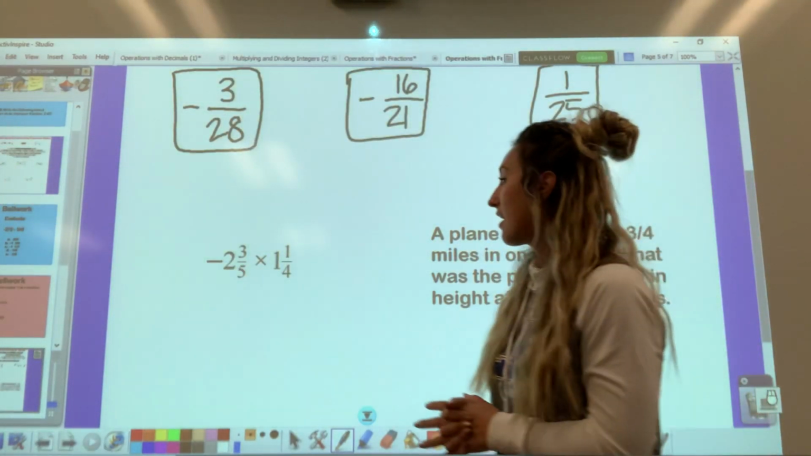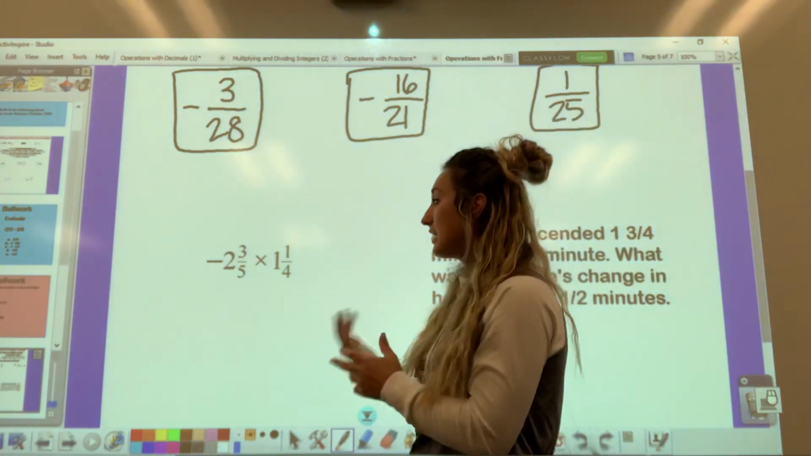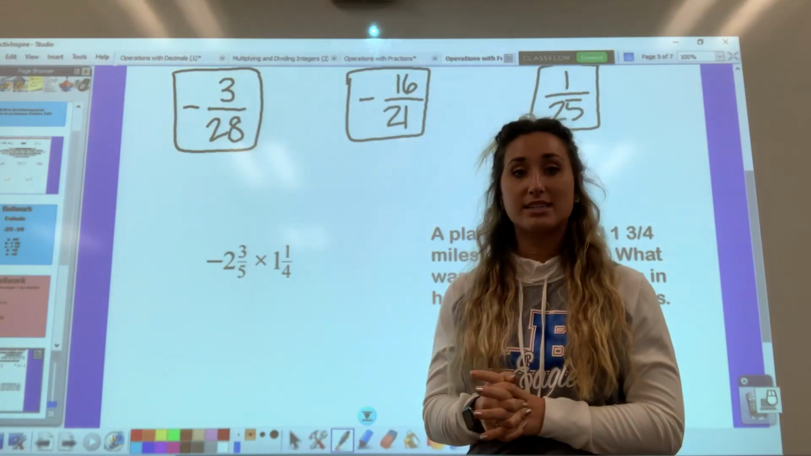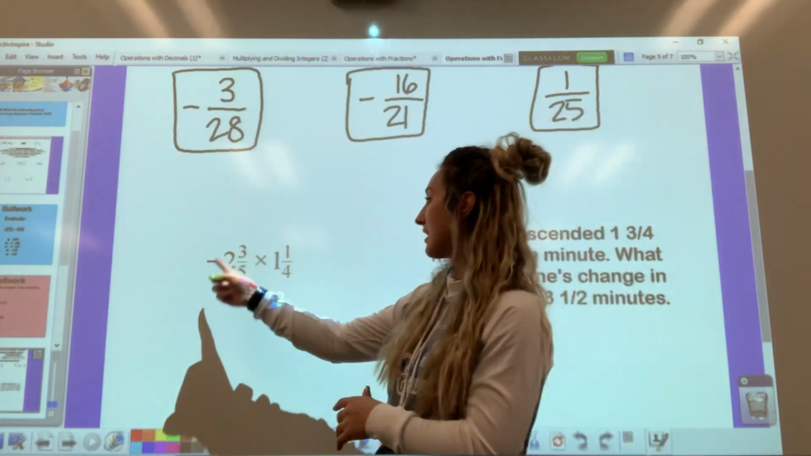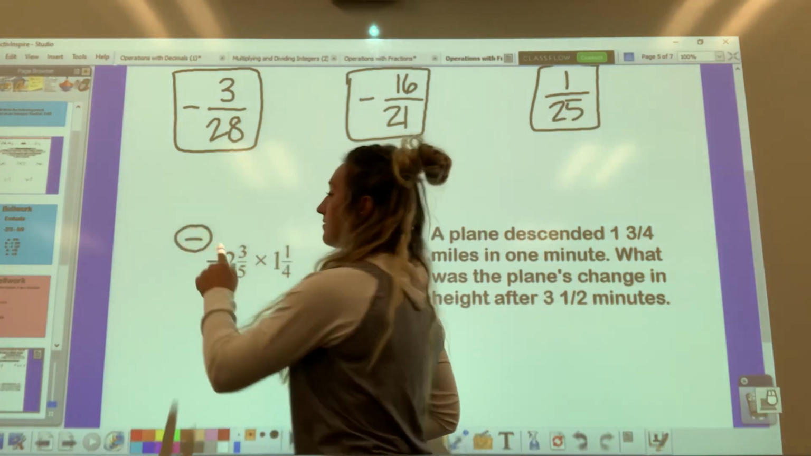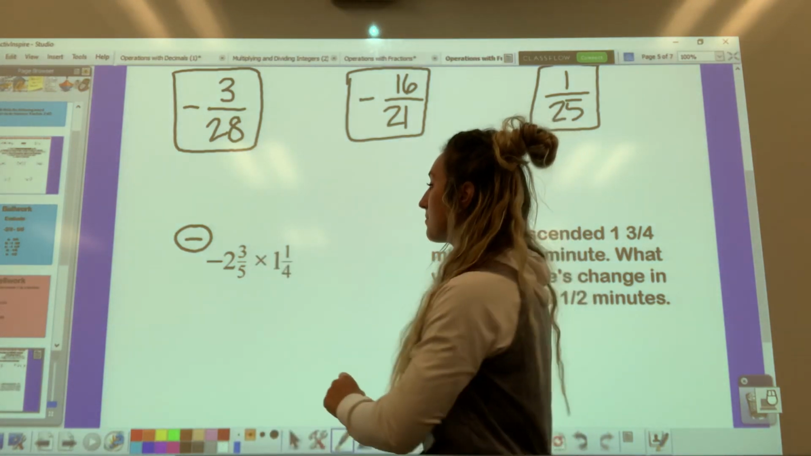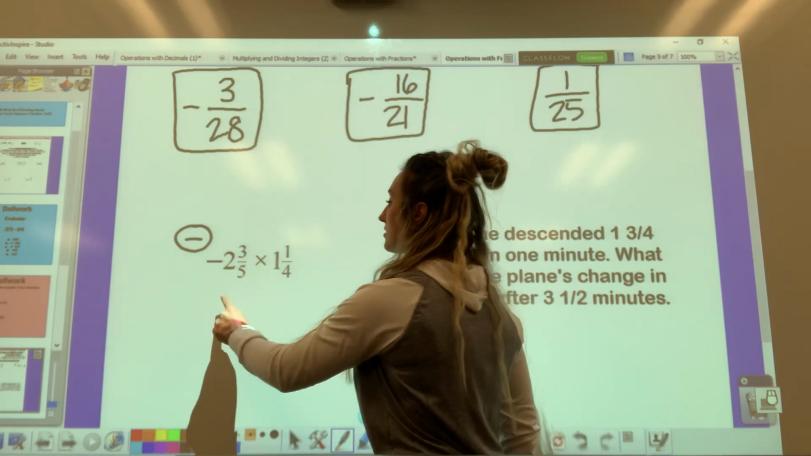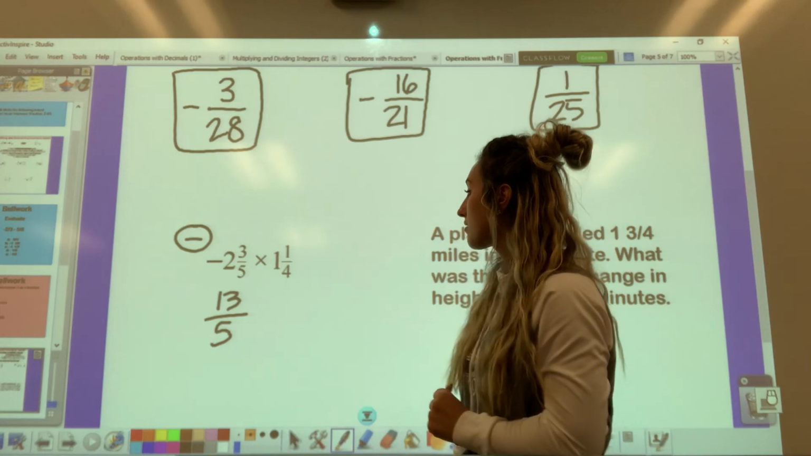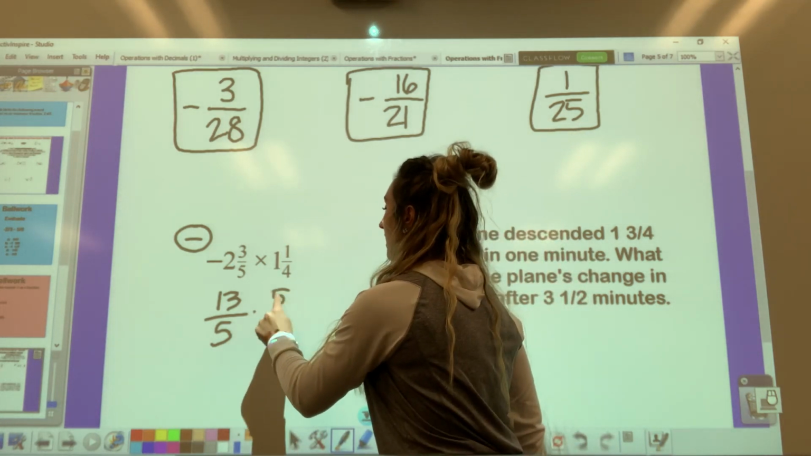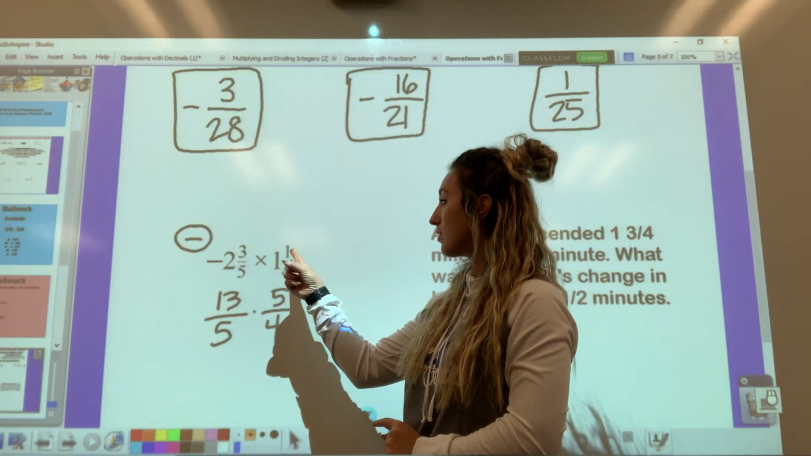Our next example is 2 mixed numbers being multiplied. And just like with adding and subtracting, let's make those into improper fractions. Before we do that, we have a negative times a positive, so our answer will be negative. So we'll just keep that in mind when we get to the end. 2 and 3/5 becomes, well, 2 times 5 is 10, plus 3 is 13/5. And 1 and 1/4 becomes 5/4. Because again, 1 times 4 is 4, and then plus 1 is 5.